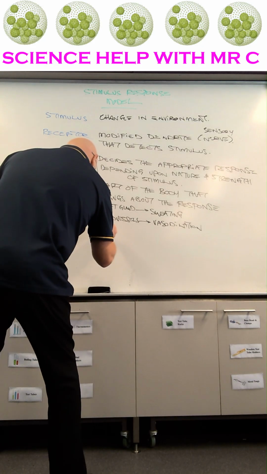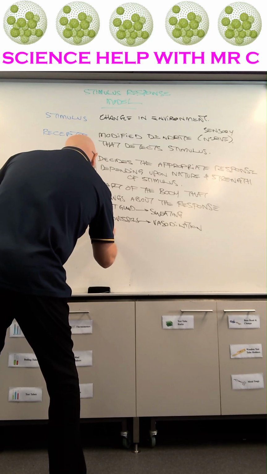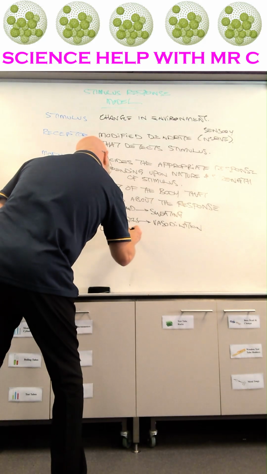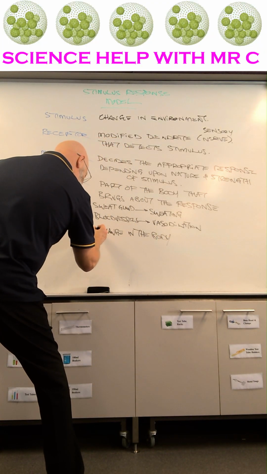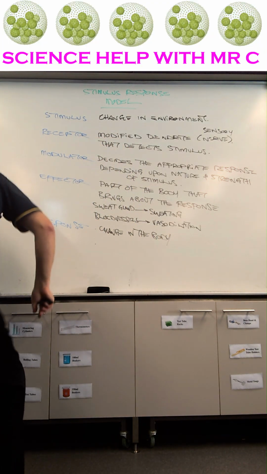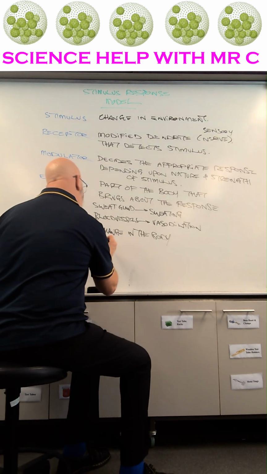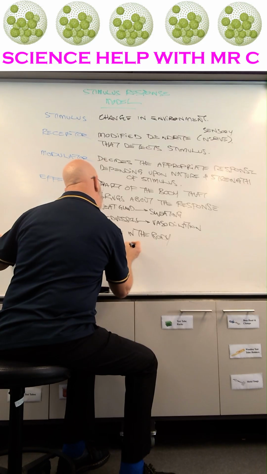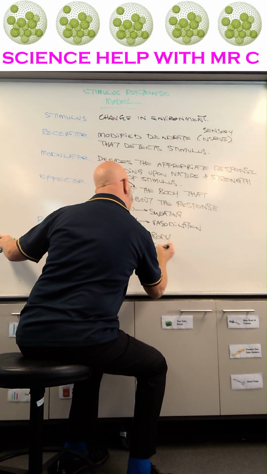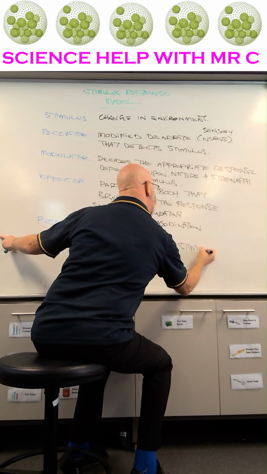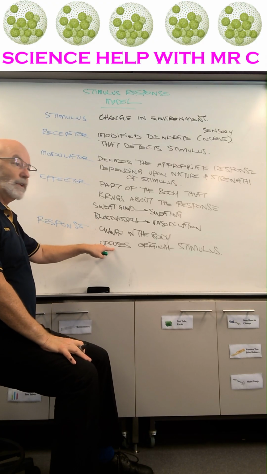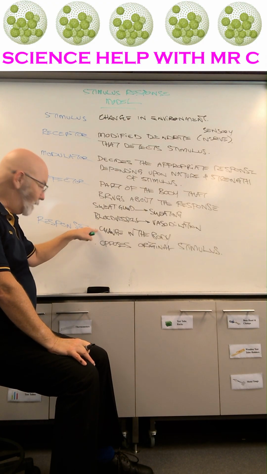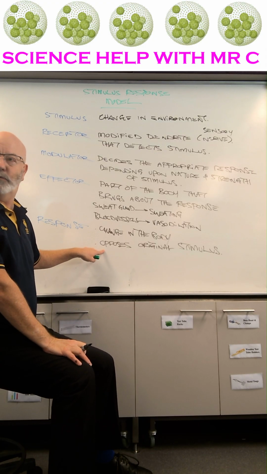Right? Then the response is the change in the body. And if it opposes the original stimulus, well done. But after saying that, if the response does oppose, you've got to say what the response is. Then you can say this is opposing the original stimulus.